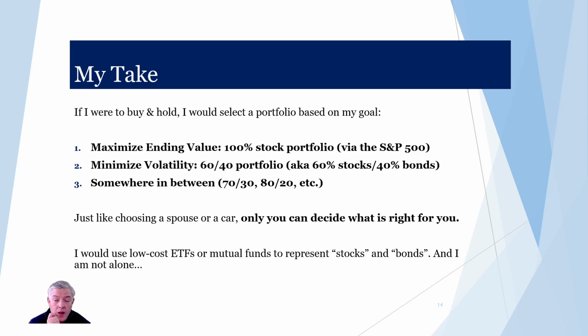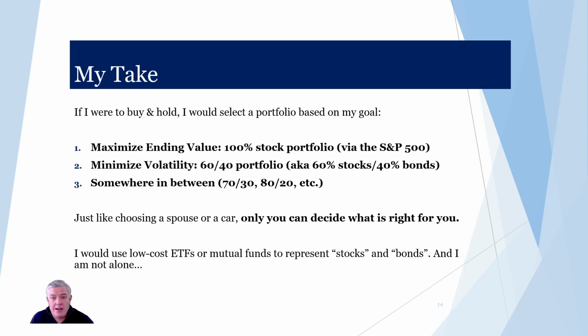But if it were up to me, if I was a buy and hold guy, which I am really not, and I'll get into that in subsequent videos, if I wanted to maximize my ending value, I would probably allocate my portfolio 100% to the S&P 500 if I was using a traditional buy and hold approach. If I wanted to minimize the volatility, I would focus on a 60-40 portfolio, 60% stocks and 40% bonds. I could also potentially be somewhere in between if I didn't want to be at the extremes. So 70-30 stocks, bonds, 80-20, et cetera. But the bottom line is, like a spouse or a car, only you can decide what's right for you.